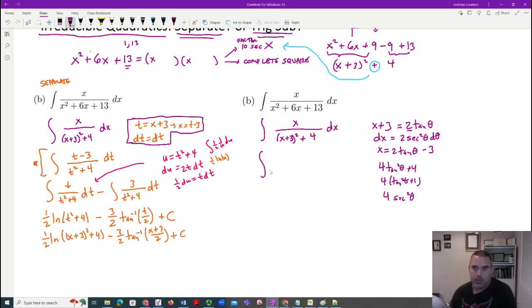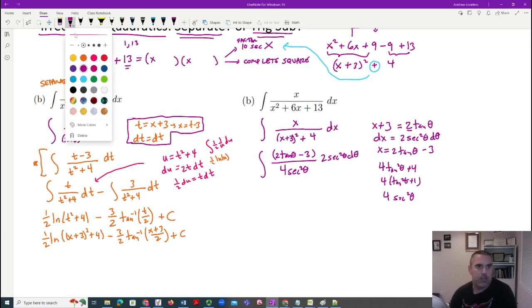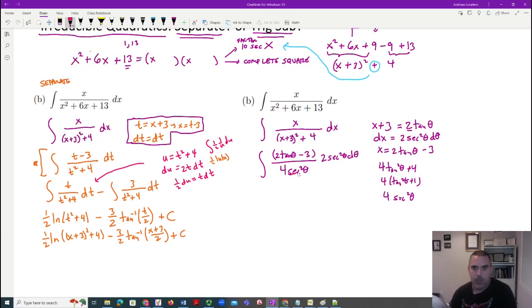Okay, so let's do all the substitution. The top's going to be 2 tangent of theta minus 3. The bottom is going to become 4 secant squared of theta. The derivative is 2 secant squared of theta d theta. It appears there's some cancellation, quite a bit, here. It's going to become a 2. So I have 1/2 the integral of 2 tangent of theta minus 3 d theta.